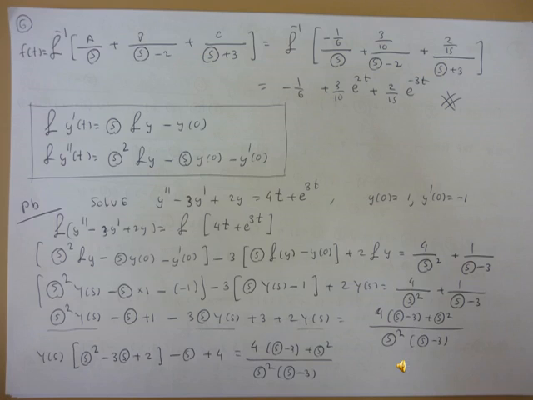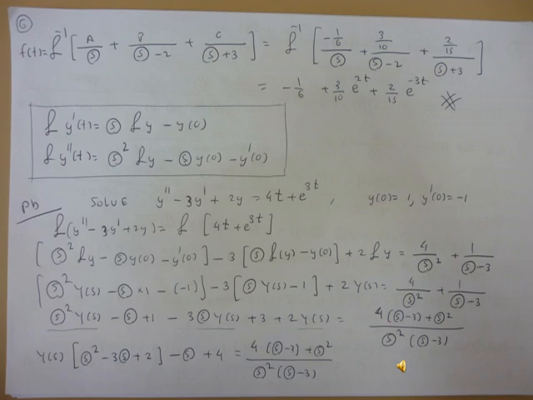The equation is given as a second order differential equation, y double dash minus 3y dash plus 2y equal to 4t plus e power 3t. In this case, the initial conditions are given: y0 is equal to 1 and y dash 0 equal to minus 1. So we had to solve that equation. The equation is written as y double dash minus 3y dash plus 2y equal to 4t plus e power 3t. So on both sides we take the Laplace transform.